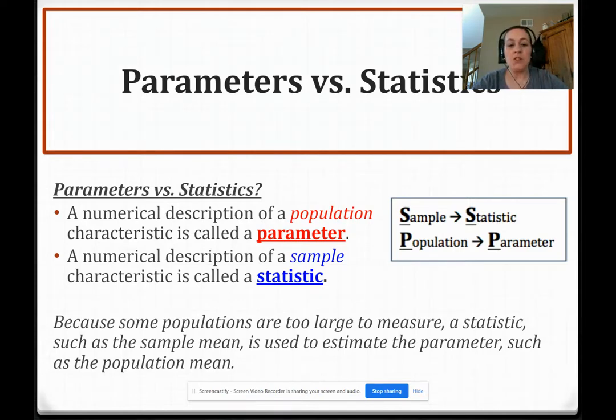Because some populations are so large to measure, a statistic such as a sample mean or a sample proportion can be used to at least estimate the parameter, such as the true population mean or the true population proportion. Basically, it's really hard to gather data from populations because sometimes they're really big, so we'll use samples and therefore statistical measurements in order to estimate about them.